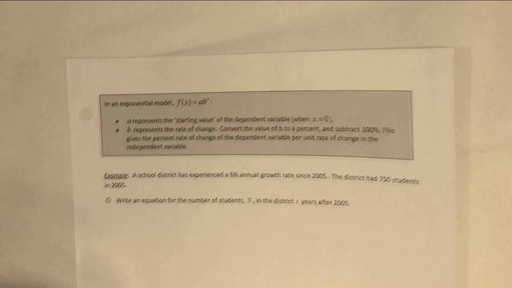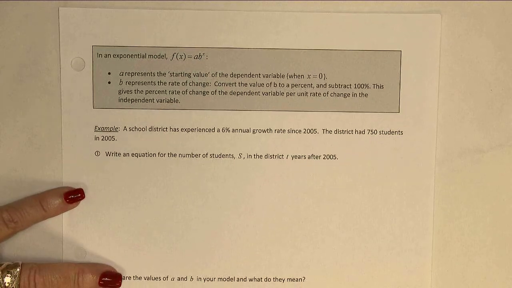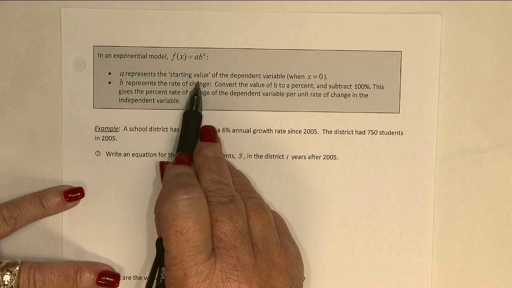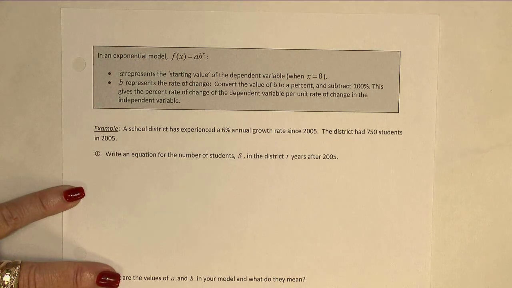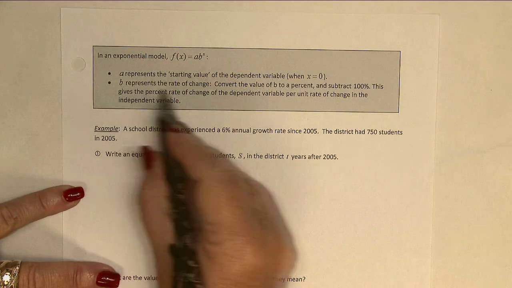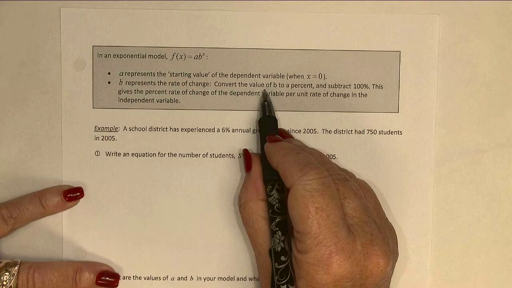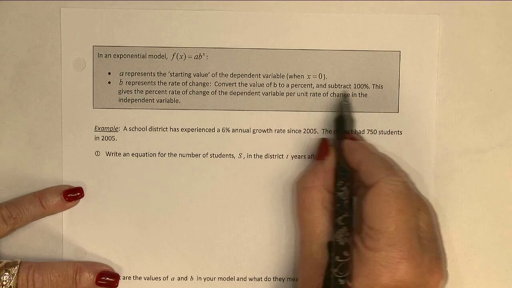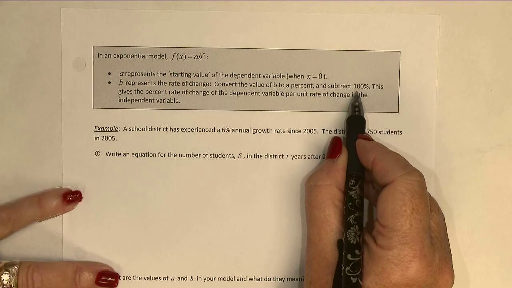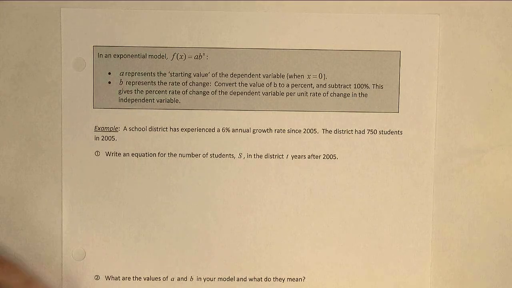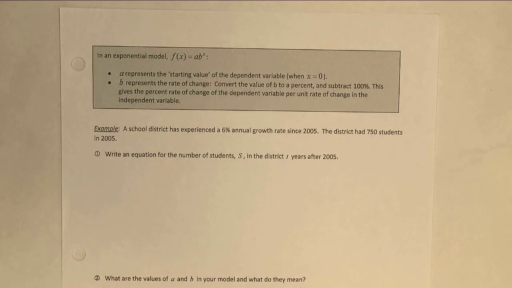So again, A in our model represents our starting value, what happens when x is 0, and B is really our rate of change. To find it, we have to convert B to a percent, subtract off the 100%, which is just what you started with, and that will give you the rate of change, the percent rate of change per unit change in time, or whatever the independent variable represents.